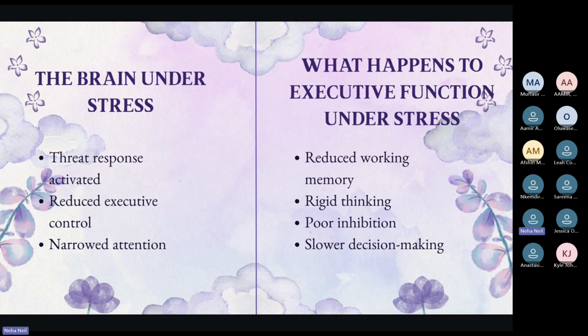When your brain is under stress, your threat response is activated, reducing effective control and narrowing your attention. The brain prioritizes survival, and this is useful in danger, but problematic in exams, interviews, and surgery. Stress does not just make you feel anxious, it actively reduces the brain's ability to reason and adapt, leading to reduced working memory, rigid thinking, poor inhibition, and slower decision making.